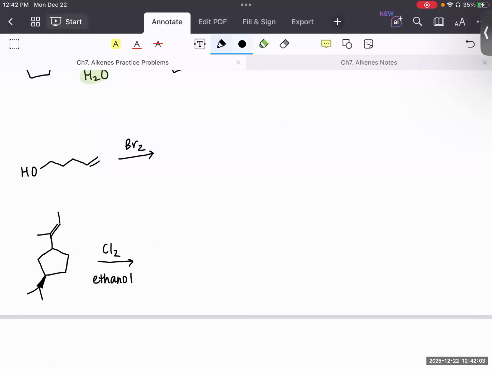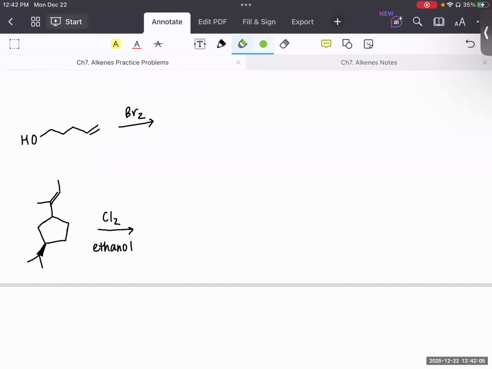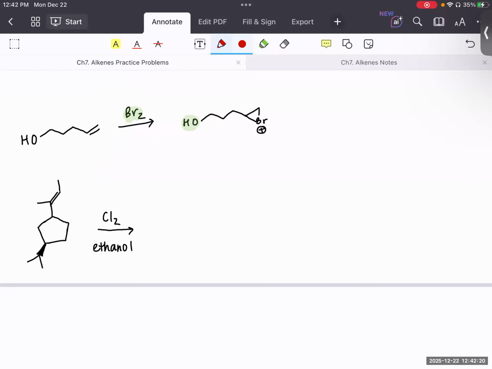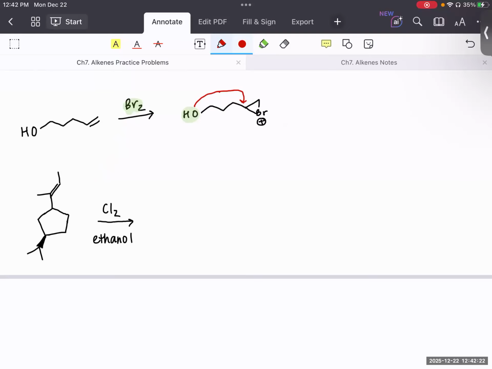All right. For this next one, again, we have a bromine. So our first step is to draw out that intermediate bridged bromonium ion. And here we also have an OH within the molecule. And so in the next step of this reaction, that OH wants to come in and attack and cyclize. And so you're getting an intramolecular cyclization reaction again.